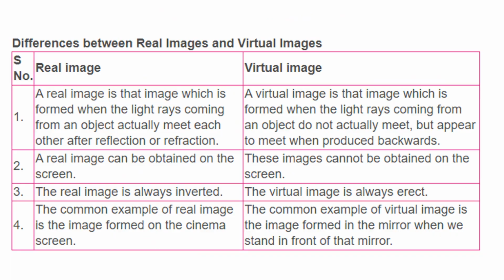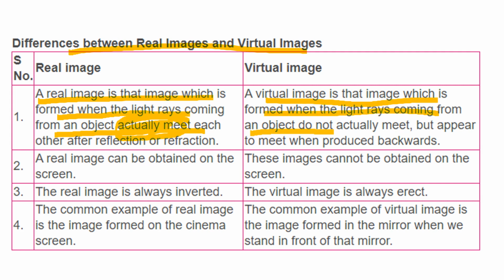Now here is a small table which is telling you the difference between the real image and virtual image. A real image is that image which is formed when light rays coming from an object actually meet. Actually meet. This word is very important. And a virtual image is an image when the light rays coming from an object do not actually meet but appear to meet. Appear to meet. Only these two words: real, actually meet, and virtual, appear to meet.